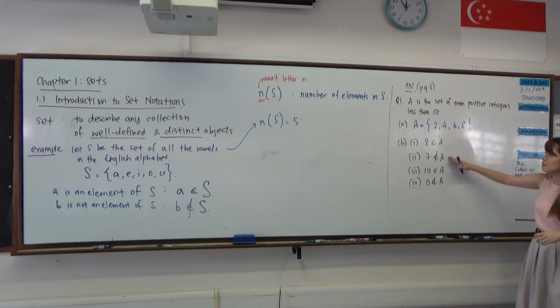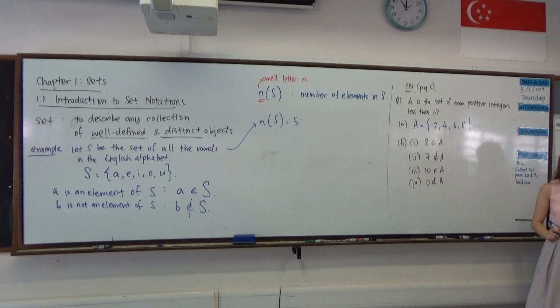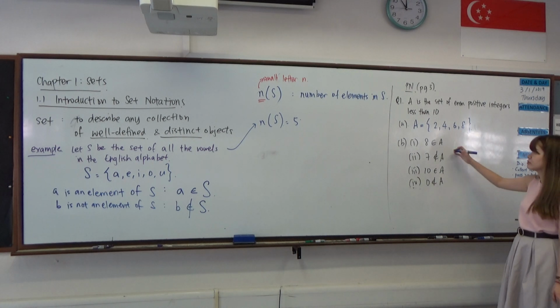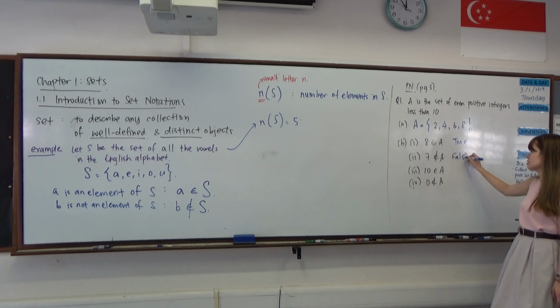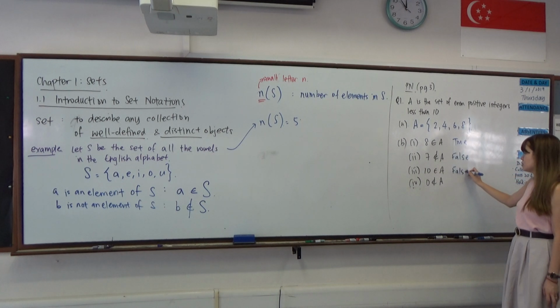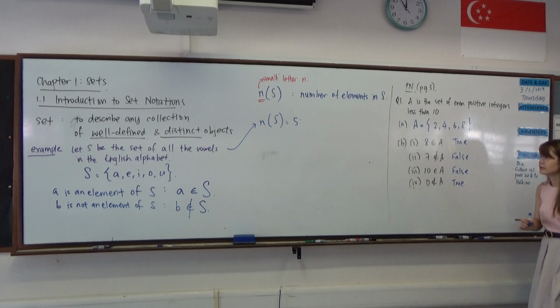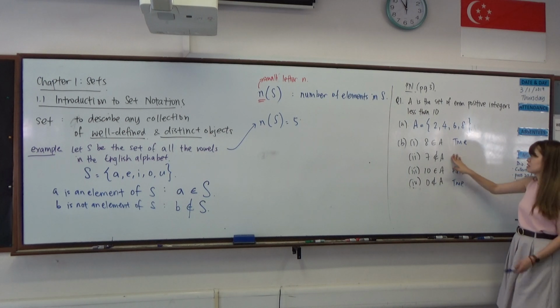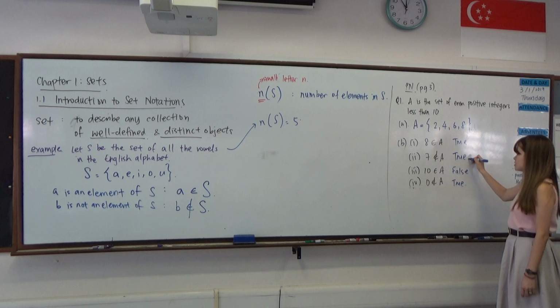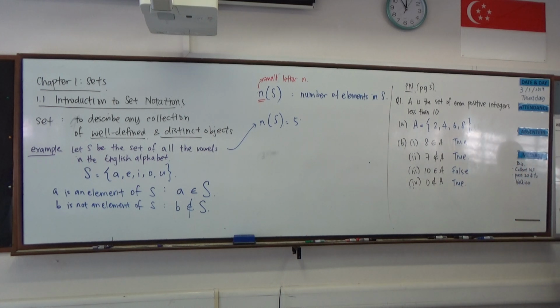Very quickly, out of these 4, which is true and which is false? It is an element of A. Huh? This one is true. True, false. False. Okay. Second one? Oh. Yeah, sorry, true. Very good, you are alert.